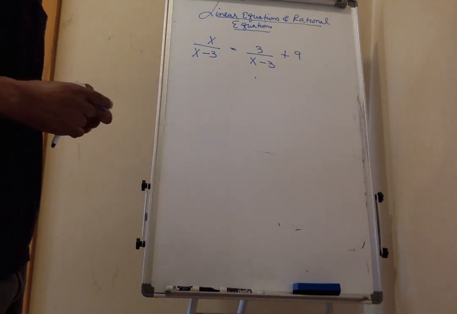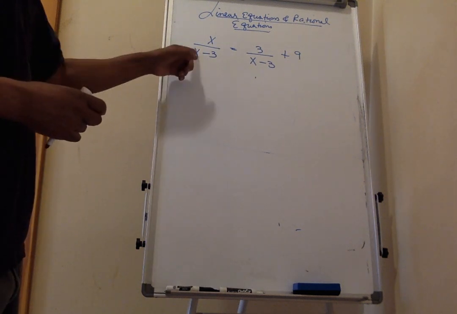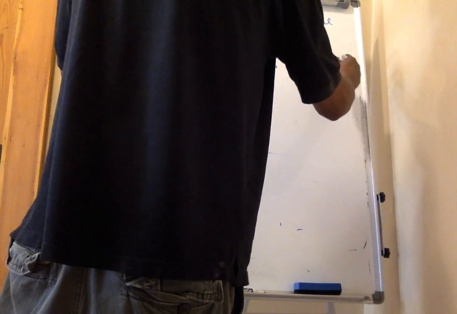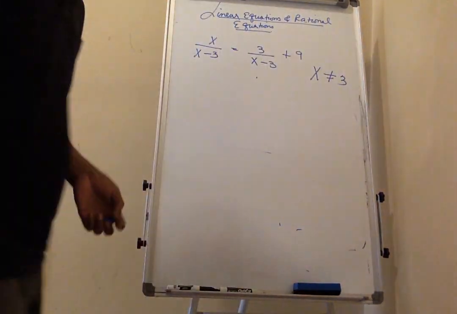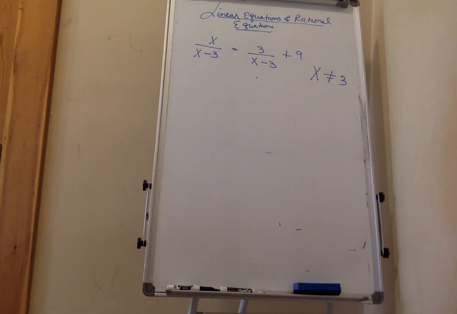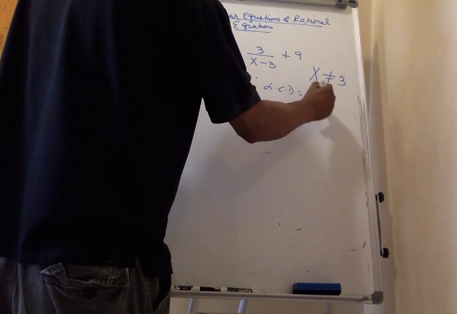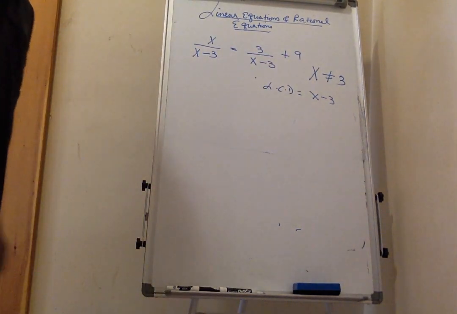If x is equal to 3, both this and this become 0. So therefore, x cannot equal 3. Otherwise, it makes it undefined. Once we do that, then find the least common denominator. Here it's easy. The least common denominator is x minus 3.